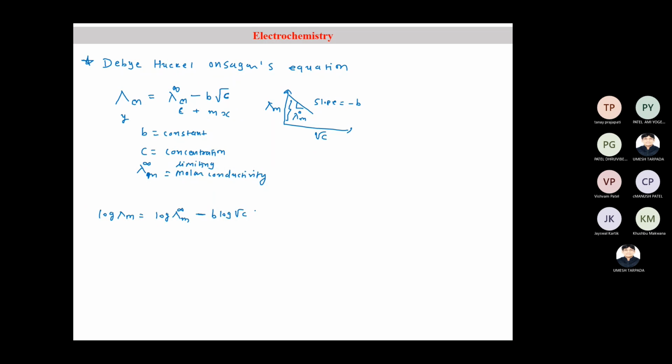So see, using this equation, you can have a plot of log, particularly log, or you can say under root C is nothing but C raised to 1 by 2. So 1 by 2 comes on front side. So it becomes simply log C. So if you draw the plot of log molar conductivity versus log C, this you can also write down in this way. C raised to 1 by 2, under root, means it is written here.